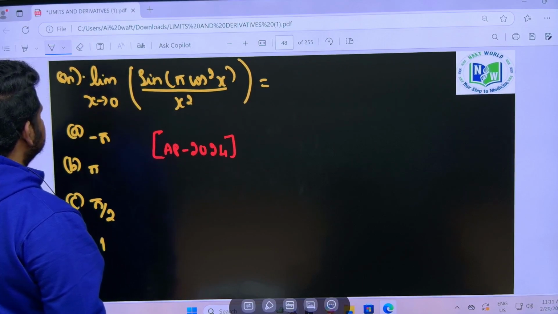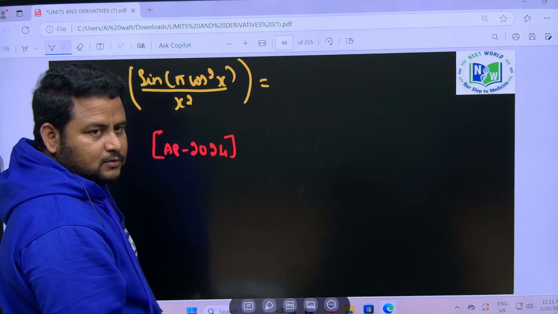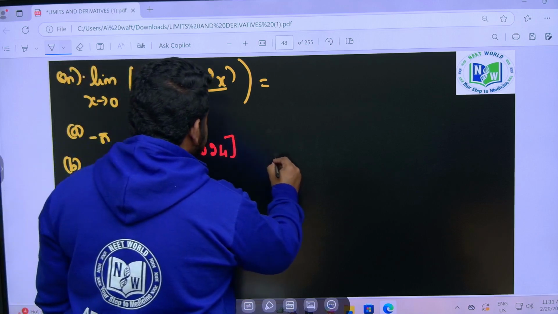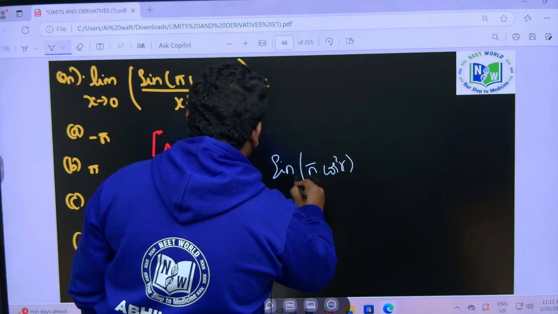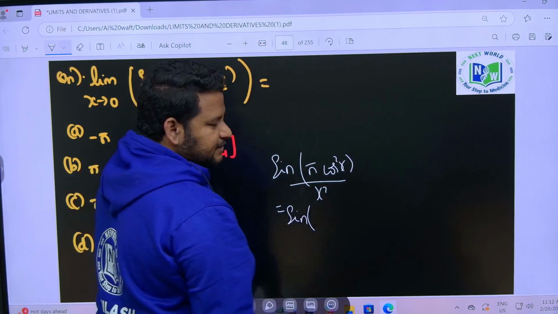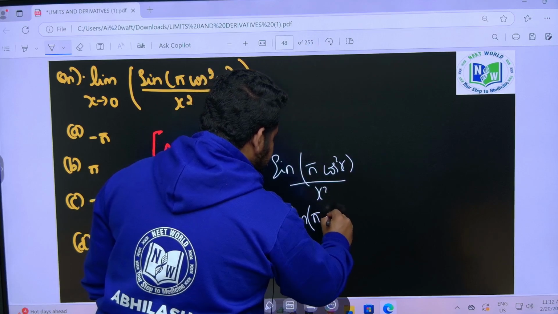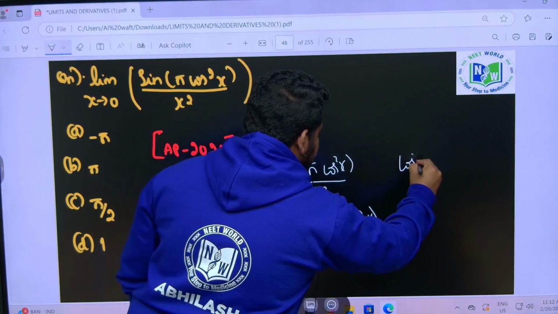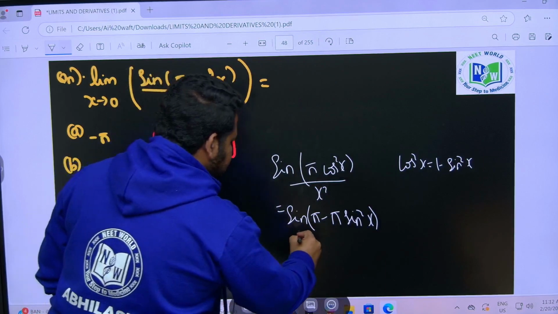Look at this. They have given limit x tends to 0 of sin of pi cos square x by x square. Cos square x we can write as 1 minus sin square x. So let me take what is inside: sin of pi cos square x by x square. I can write cos square x as 1 minus sin square x, so if I multiply by pi, it will be pi minus pi sin square x, because cos square x is equal to 1 minus sin square x. Correct now? So by x square.